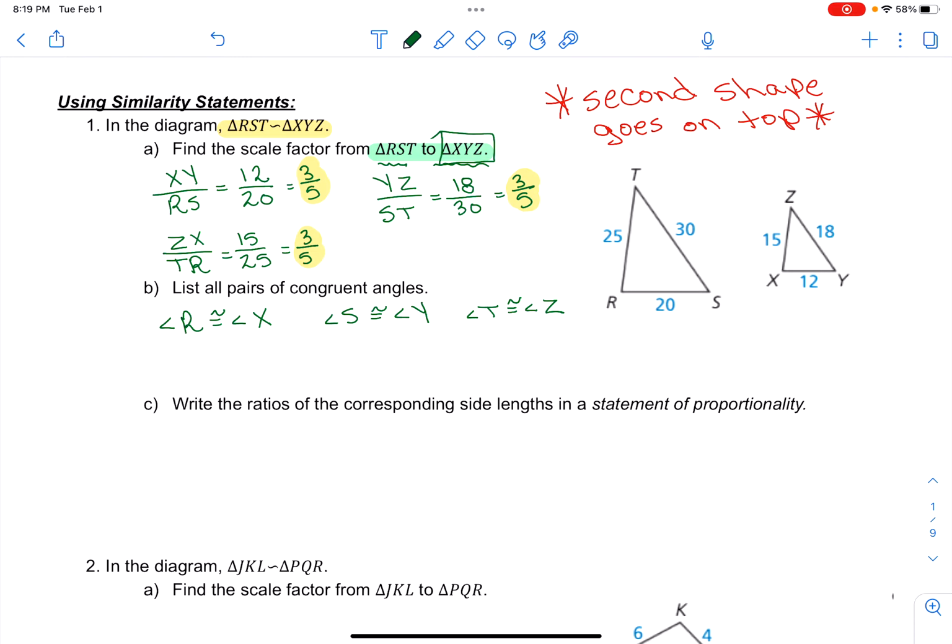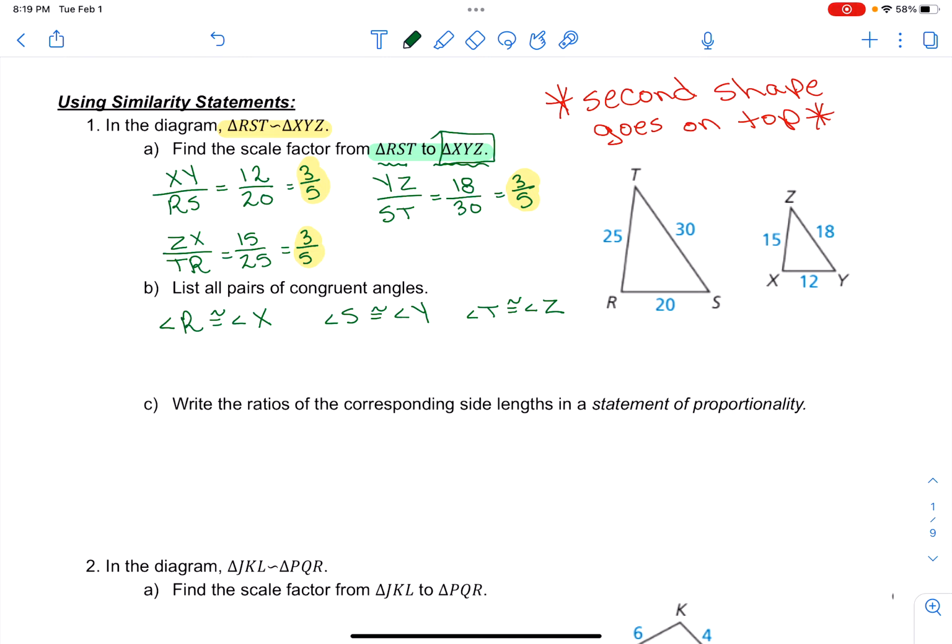You could have also flipped those around. You could have done X is congruent to R, Y is congruent to S, Z is congruent to T. Totally fine. Just make sure that you keep it the same. If you were going from the first triangle to the second triangle, keep that the same for all of your congruency statements. If you're going from the second to the first, again, keep it the same for all of your statements.